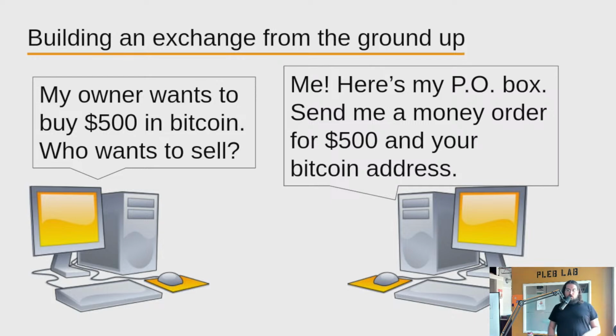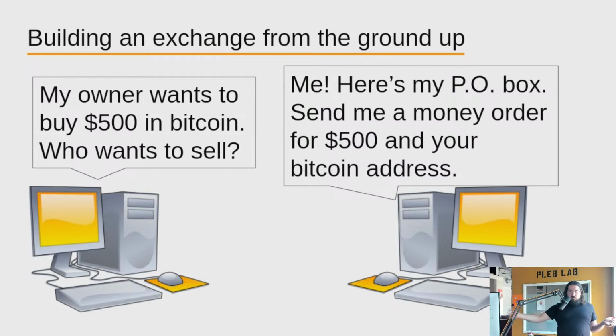I want to show you how Bisq works, because it's kind of a complicated trade protocol. I'm going to pretend that we're going to build an exchange from the ground up, and we're going to start very simply with one that doesn't work, and then we're going to get to a point where we have Bisq together. So if you and I wanted to create an exchange, a very simple way to do it would be to have some software running on my computer and some software running on your computer, where we talk to each other, and my computer's like, I want to buy $500 in Bitcoin. Who wants to sell it to me?